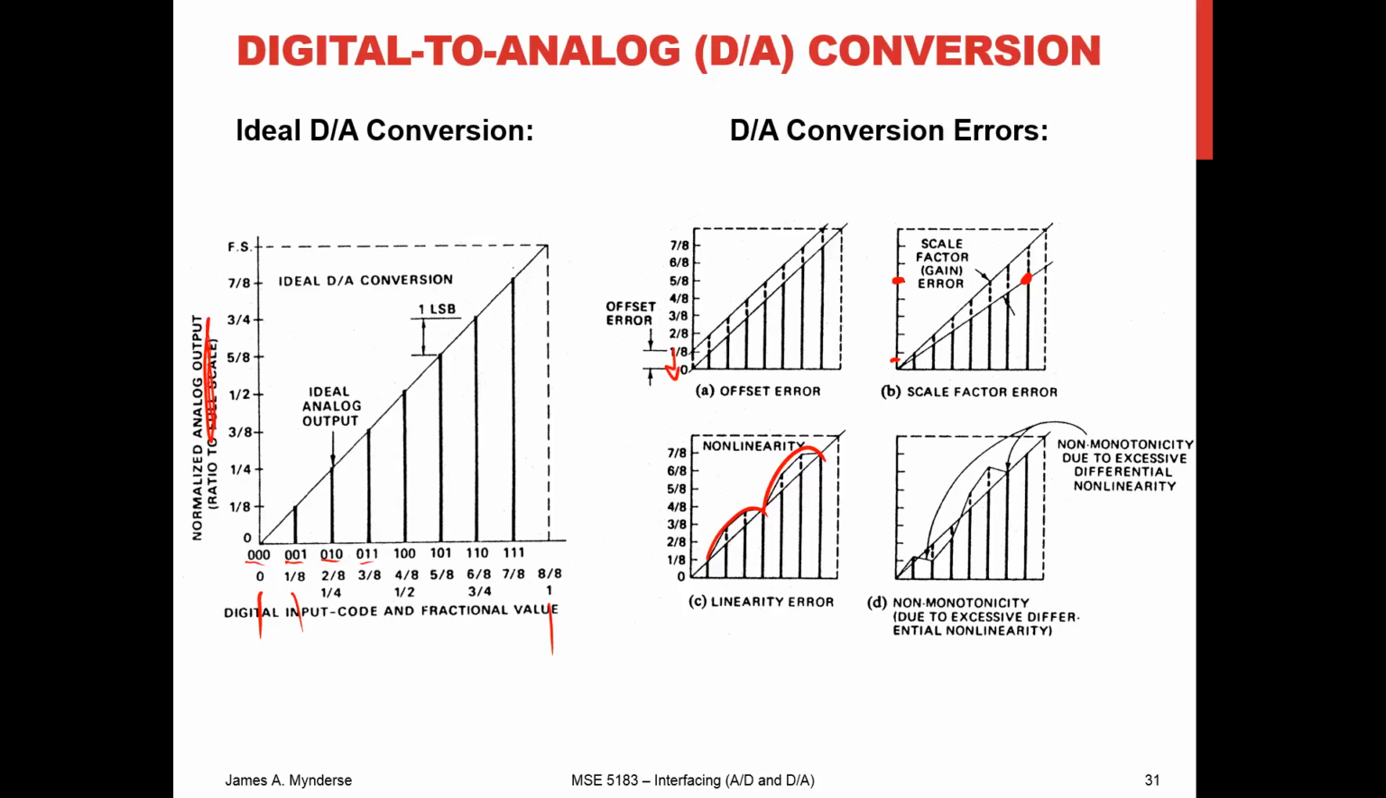And then you could have another type of nonlinearity where it's no longer monotonic. Monotonic meaning that it's always increasing. In this case, it could be increasing and then decreasing and more increasing and then something else. That's non-monotonic. And so that's, again, a nonlinearity.